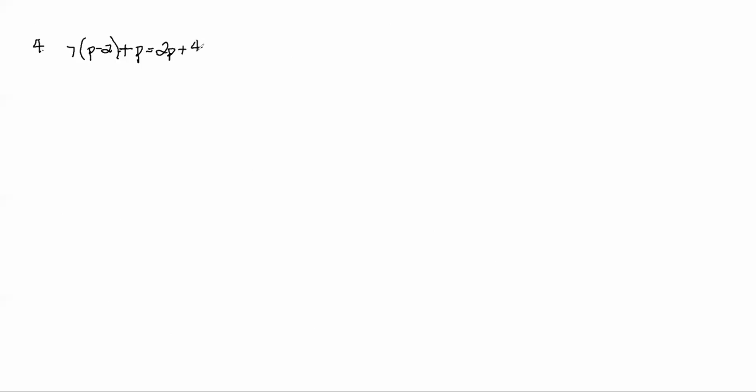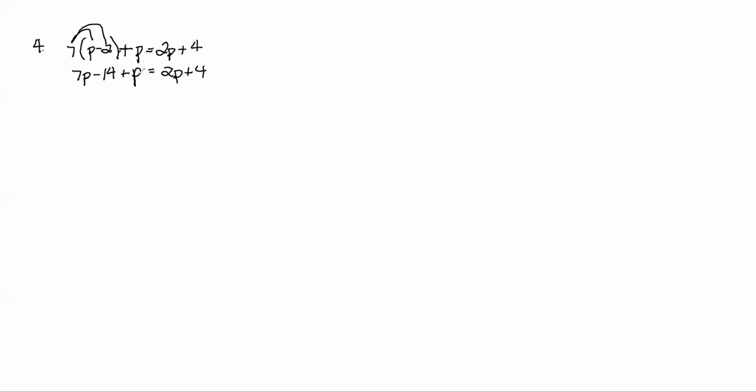So now notice how the right side is simplified, but the left side is not. So first thing we have to do here is clear the parentheses by distributing. So 7 times p is 7p. 7 times -2 is -14. Plus p equals 2p plus 4.